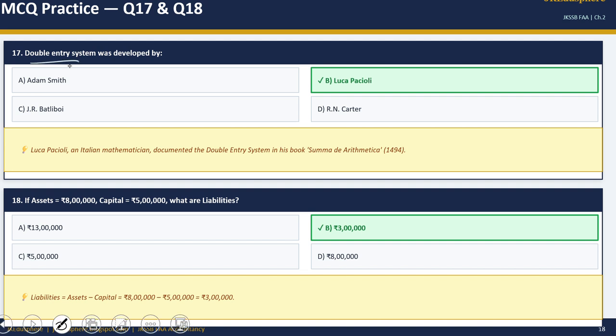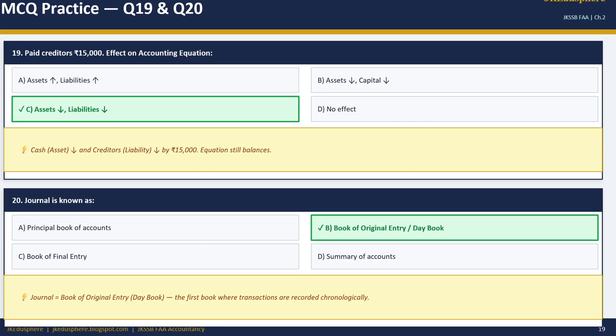Next, the double entry system was developed by Luca Pacioli. Adam Smith is the father of economics. Paid creditor 15,000, so asset will decrease as we paid the creditors 15,000, and liability will also decrease. We have repaid the credit, so the liability will also decrease.